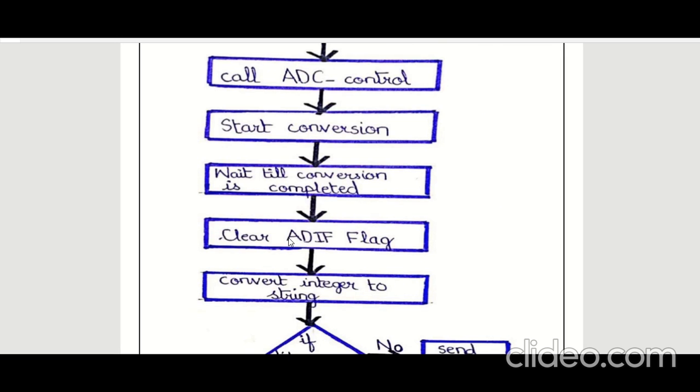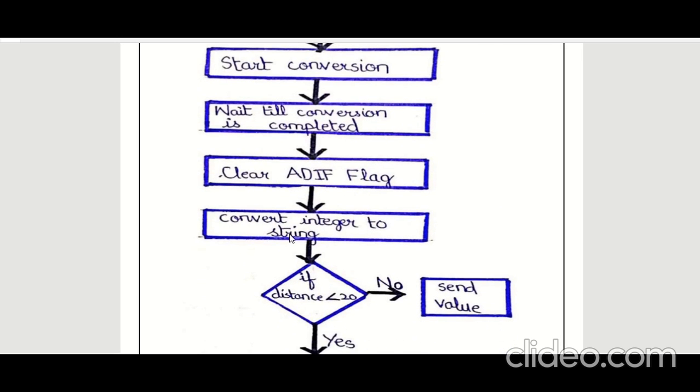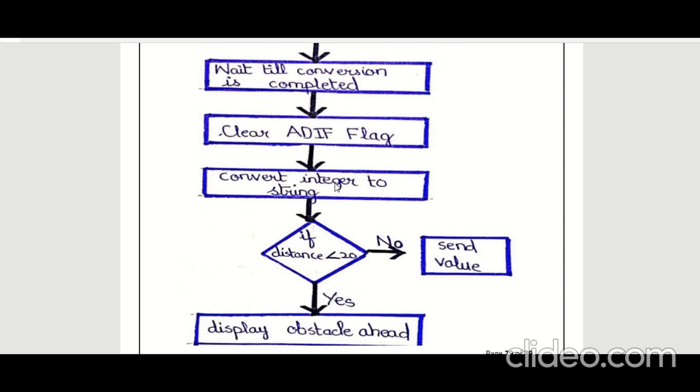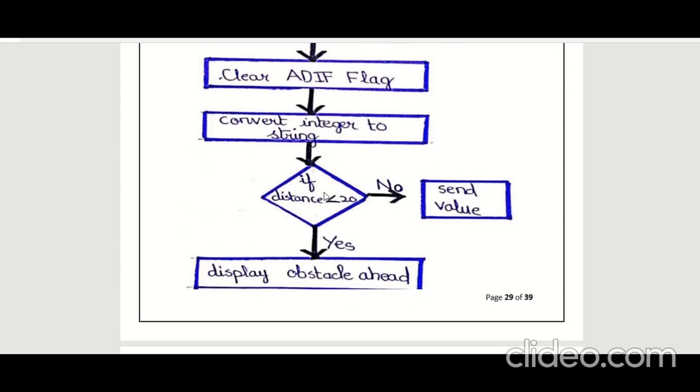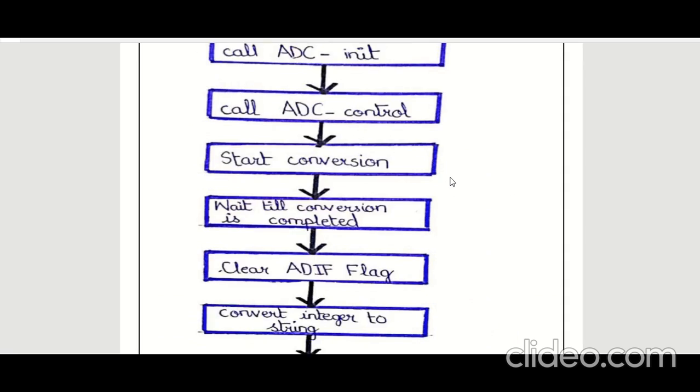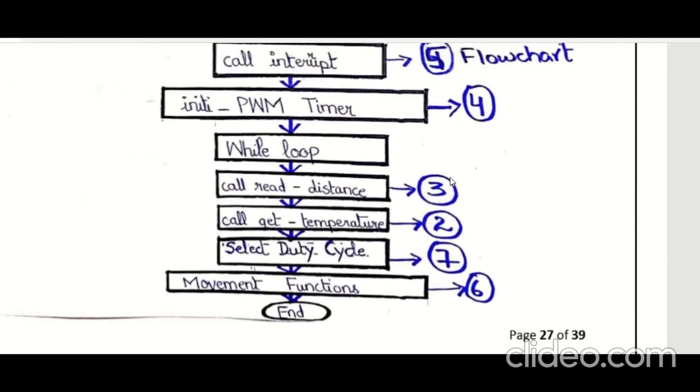flag as the conversion is completed, and then we will convert the integer to string, and then we will have a check function. In the check function, if distance is less than 20, then it will display obstacle ahead and it will stop the motors, and otherwise it will send the value to the slave. So this was our distance function. Then we will go back to the main chart.